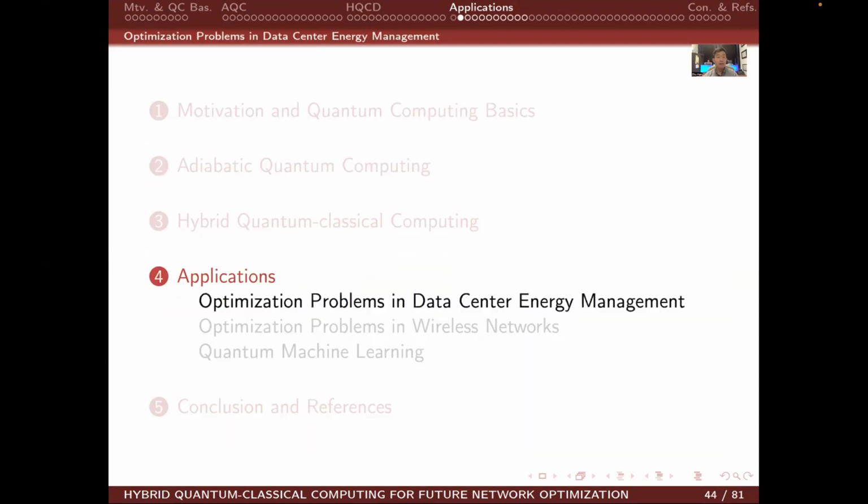Okay, thanks for giving us a very solid physics and mathematical background for this. Now let's come back to several applications relevant to the networking audience here. We will talk about three applications. The first one is about the optimization problem for data center energy management systems. The second one is about certain optimization problems in wireless networks. And finally, Dr. Fan will give us a presentation on the quantum machine learning part.